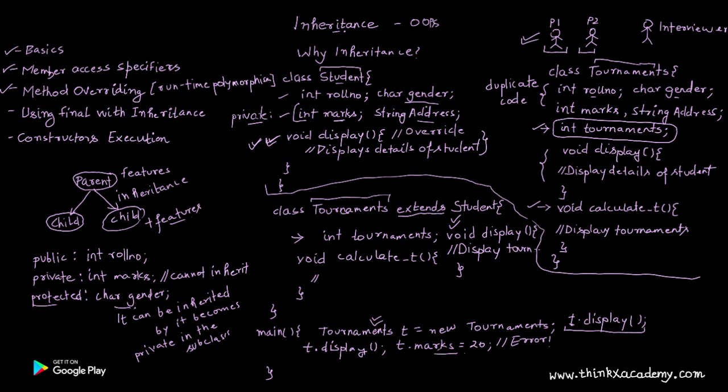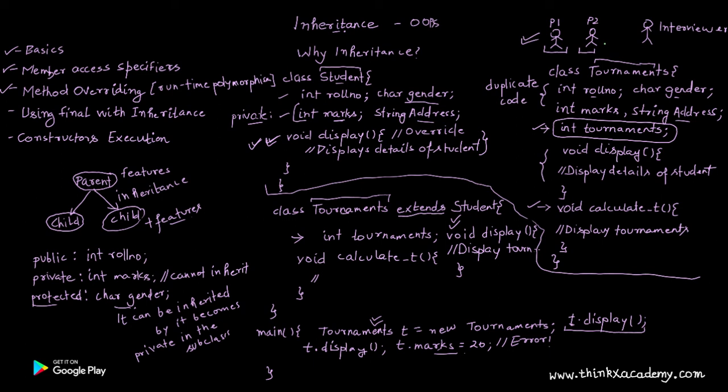But there is a problem, because string address is also there in the class tournaments. You can see here. So this is another problem. If you're not using inheritance, you will have to update each of the variables or the members in all the classes. But if you are inheriting, you will just need to update this variable and it is visible in all the subclasses. So now the interviewer asks another problem from the programmer two.